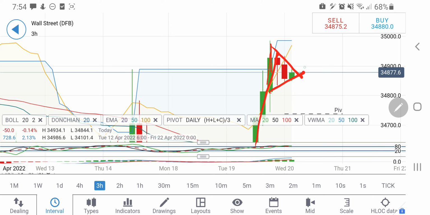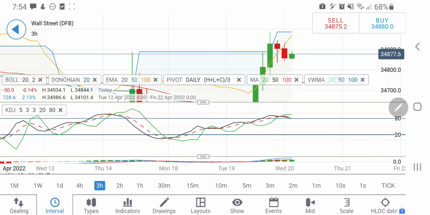So any move beyond 34,900, rather I will say any move beyond 34,950, yes, you can take a long entry there and expect it to achieve higher highs. And yes, if you see it trading below 34,800, you can take a short entry here. So in between 34,950 and 34,800, almost 150 points, we should try to avoid. We should see how it behaves here.